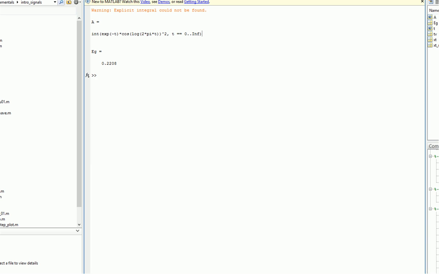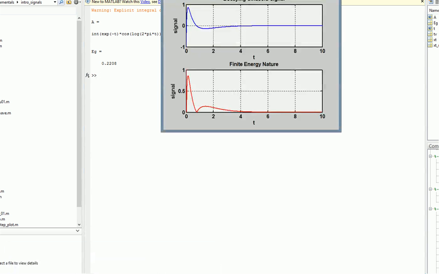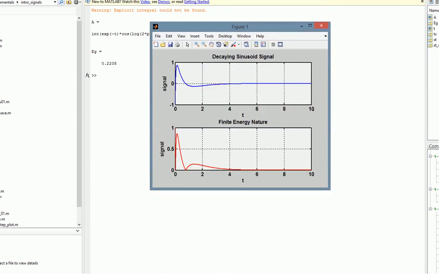In this case, you cannot compute the energy using theoretical means, but by using numerical means we can compute the energy using the trapezoidal integration. The value is found to be 0.2208, which is obviously finite. Therefore the signal e power minus t cos of log of 2 pi t is indeed a finite energy signal. We have found this by using the numerical method, and we can also intuitively understand it from the graph.